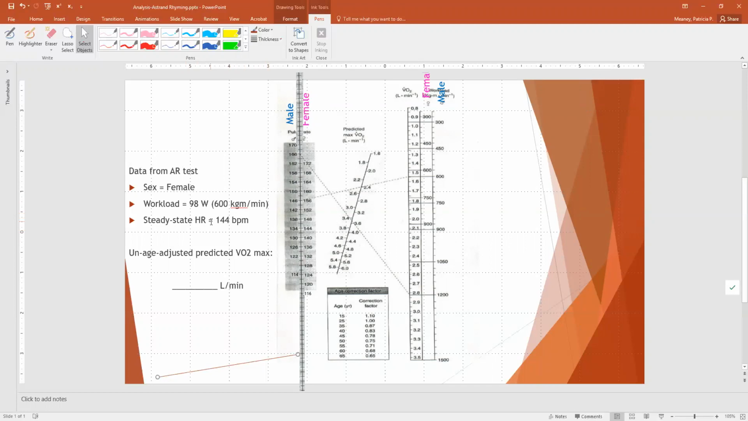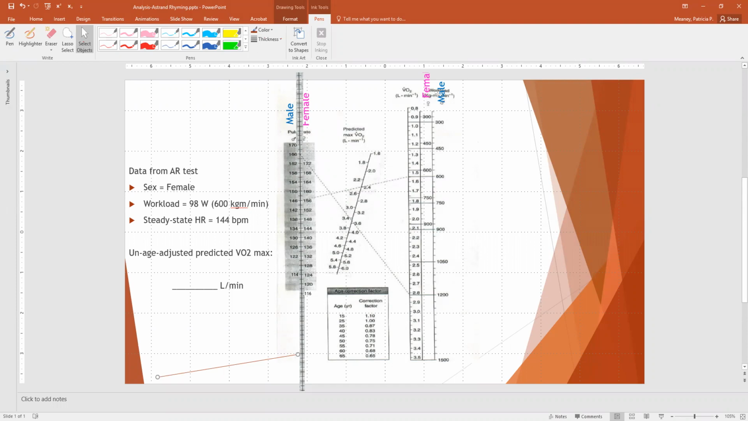So now that the test is over, we can go look at the Astrand Rhyming Nomogram and use the nomogram and our data to find out what our participant's unage-adjusted predicted VO2 max is. The first thing we need to pay attention to on our nomogram is the fact that our participant is a female. Because we're working with a female, we need to pay attention to the female sections of the nomogram.